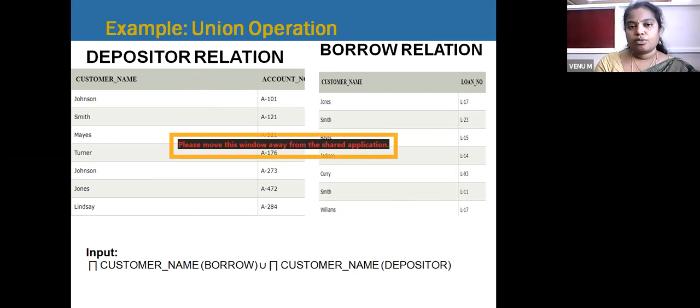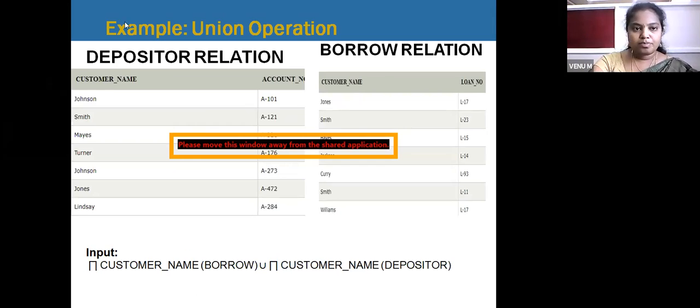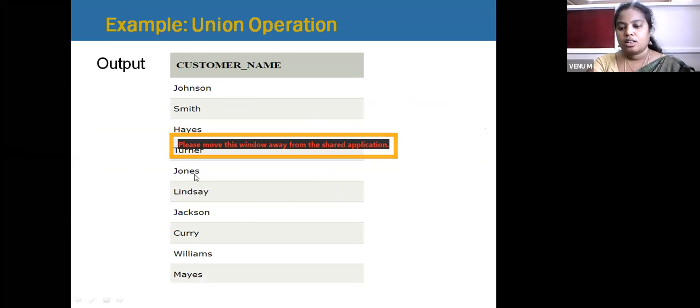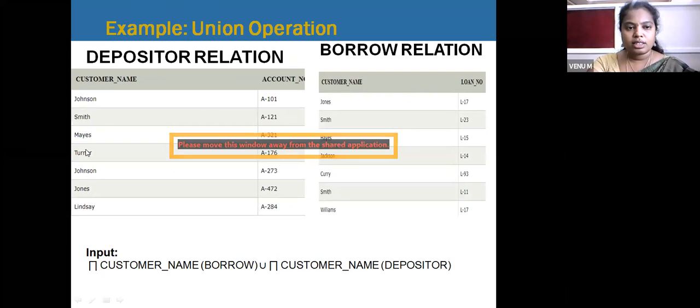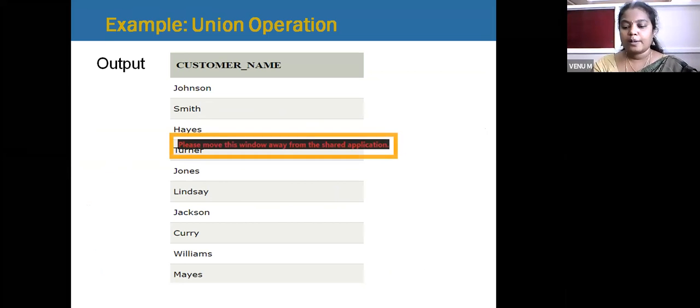Okay, so this is an example here. Jones is a duplicate. You have to observe that Jones is in both, but only one time is the output for Jones. Similarly, Johnson is there two times, but you have to observe Johnson only once, because we combine only the customer names who are present for the specific deposit.